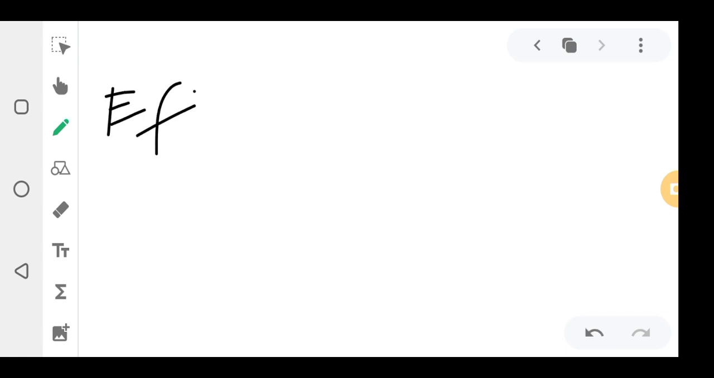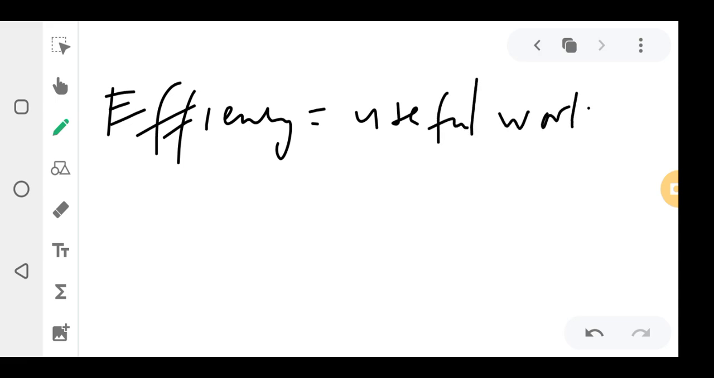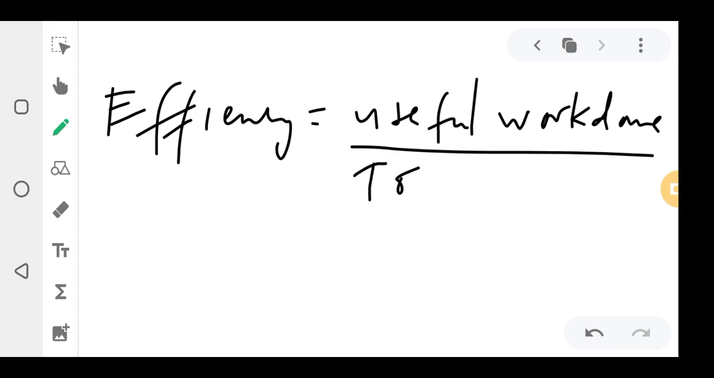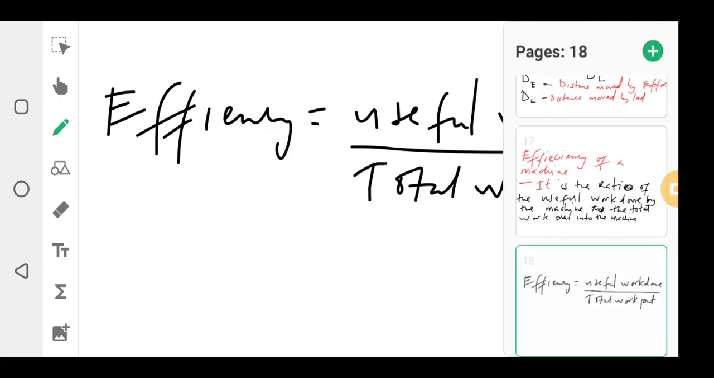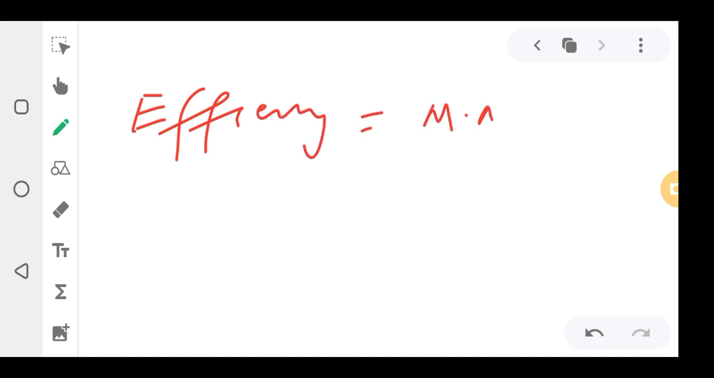So efficiency as a formula is: efficiency is equal to the useful work done by the machine over the total work put into the machine. Sometimes it's written as mechanical advantage over velocity ratio times 100%. So efficiency is equal to mechanical advantage over velocity ratio times 100%.